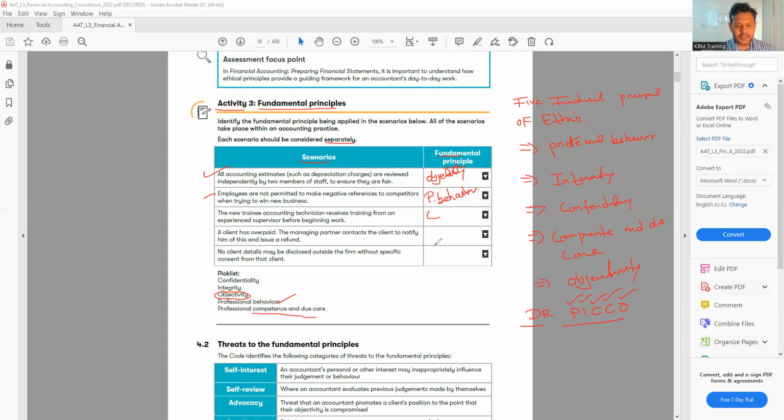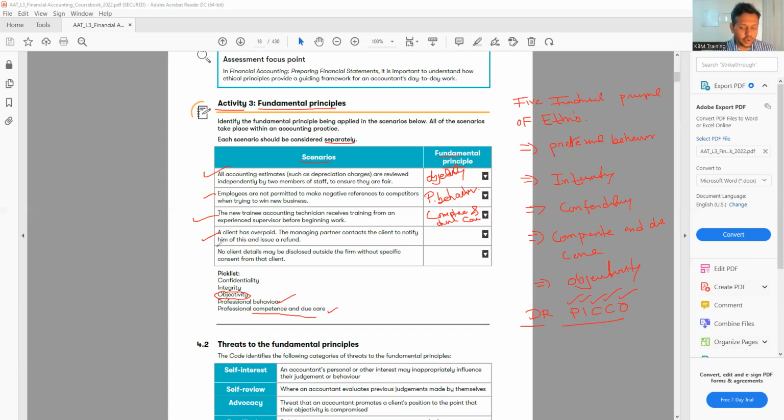Professional competence and due care. So we need enough experience or expertise so that we can provide the best services to our client.